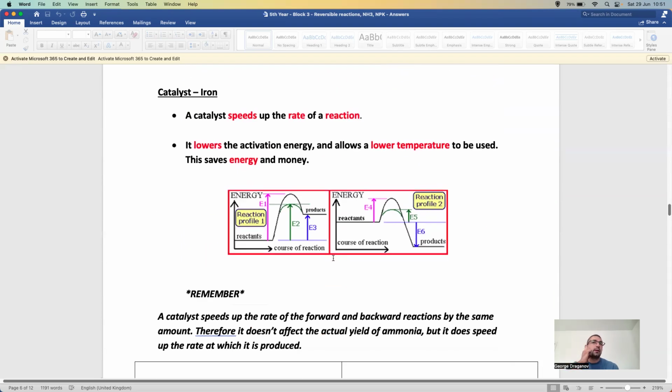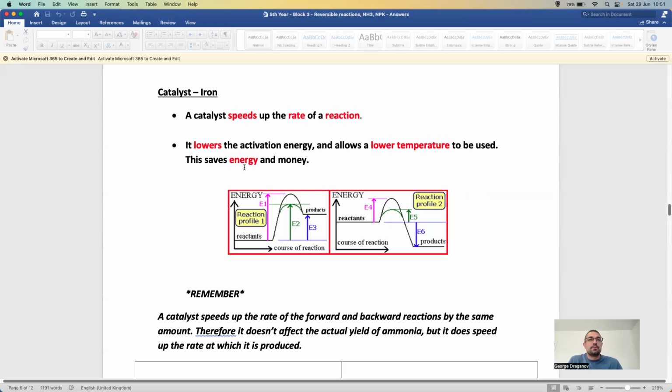Now, a catalyst will speed up the rate of the actual reaction, but it will speed up the forward and backward reactions equally, so they'll cancel out. So it has no effect on the equilibrium position. So why is it used? Well, it's used to lower the activation energy so that a lower temperature can actually be used for the reaction, which will save on energy and money.